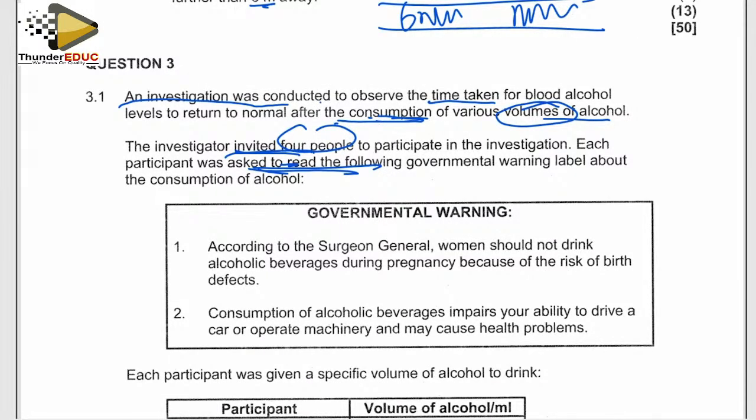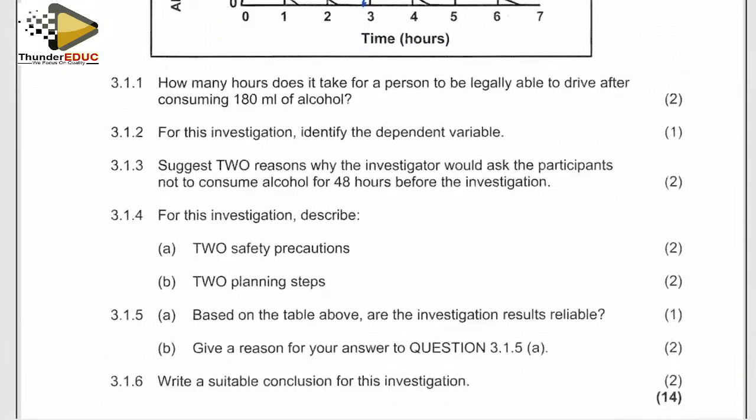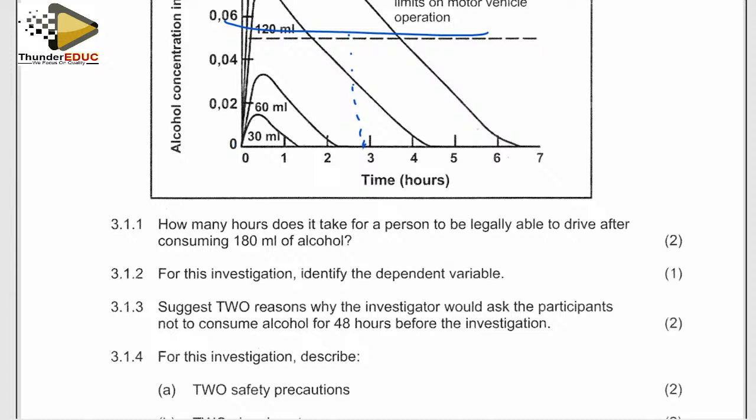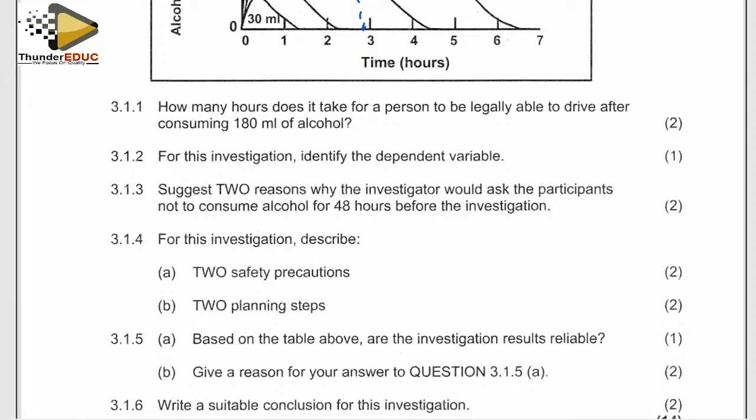So you go back to normal. The volume will determine the time taken for the blood to be free of alcohol, meaning the independent variable is the volume consumed and the time taken is the dependent. Therefore the answer here is time taken to recover. You understand? So I think I'm clear here. Identify the dependent: time taken for a person to recover to normal levels, meaning zero alcohol.